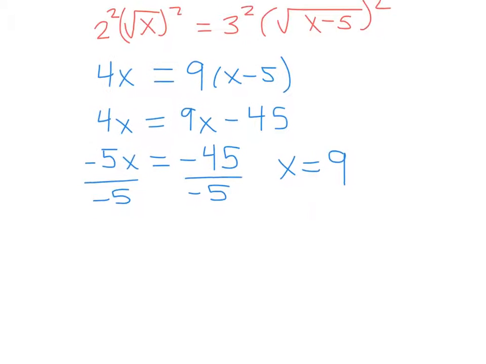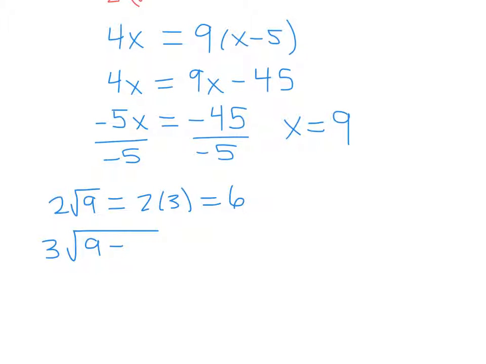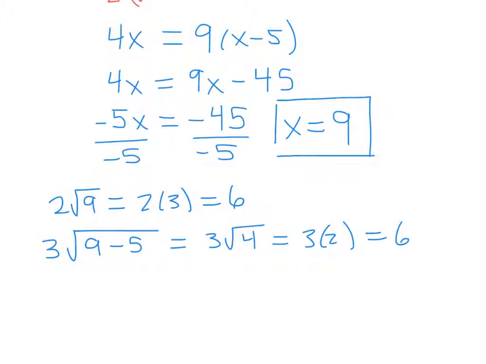All right, now I need to check that answer in the original equation, make sure that we get something that is valid. So 2 times the square root 9. All right, we get 2 times 3, which is equal to 6. Now let's check the other side of the equation. 3 times the square root of 9 minus 5. So we get 3 times the square root 4, which is 3 times 2, and that equals 6. So those are equal. So that does give us a valid solution, x equals 9.